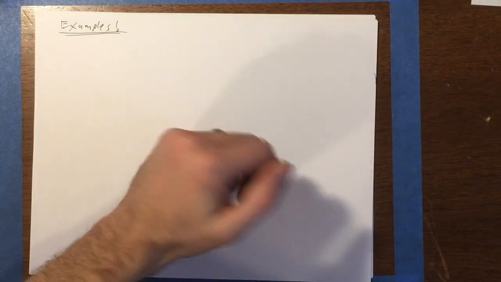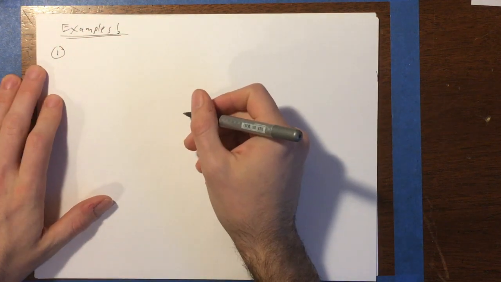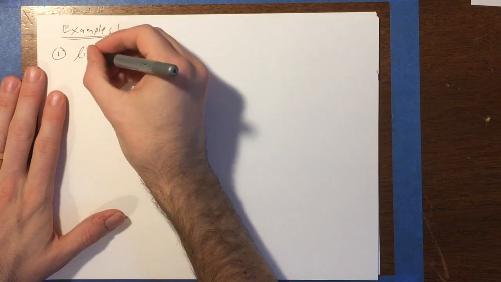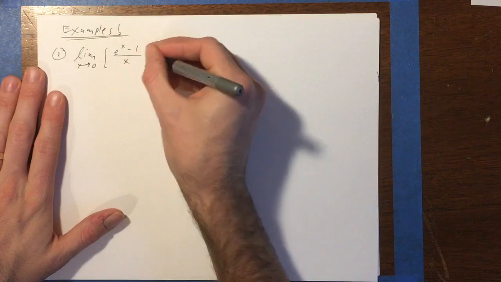All right, time to do like 4 examples of L'Hopital's rule. And this is not the end. We're going to do more after this. But let's just start with some basic ones. Let's look at the limit as x approaches 0 of e to the x minus 1 over x.